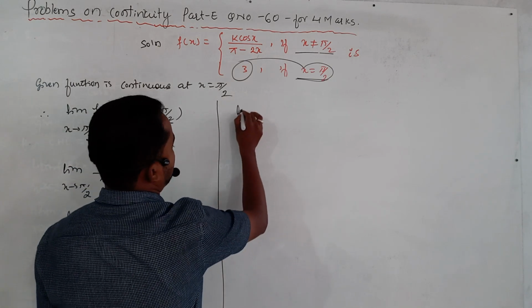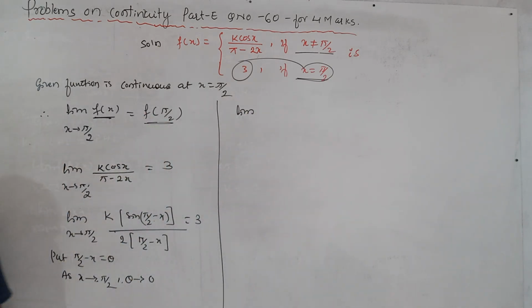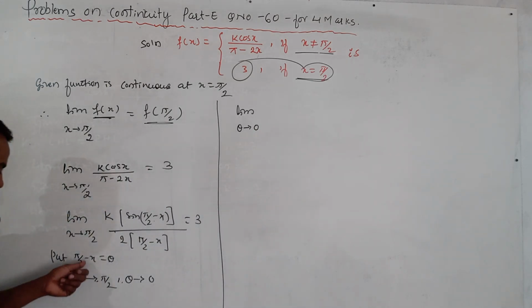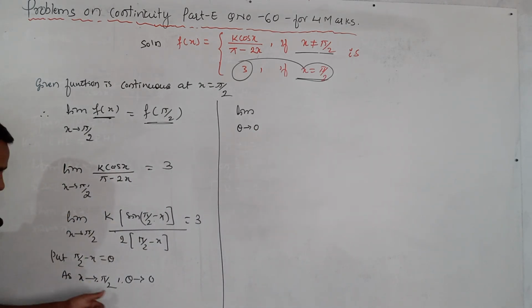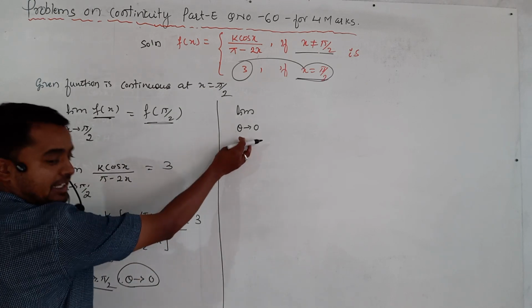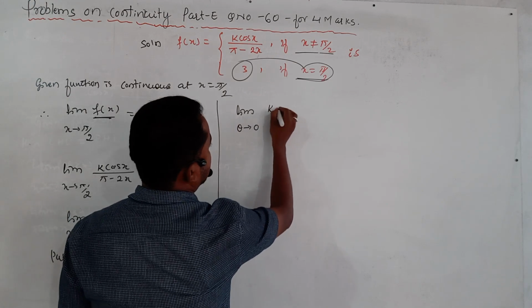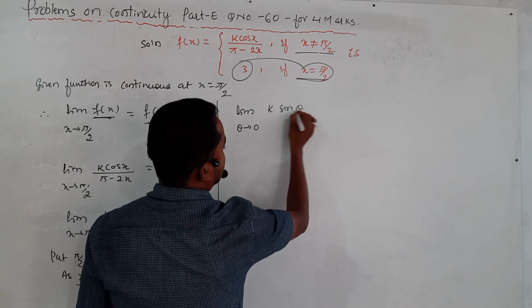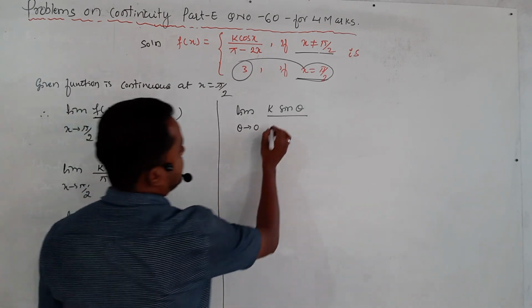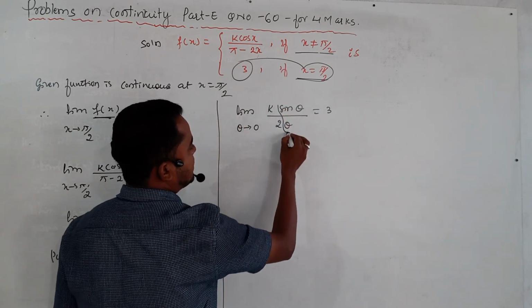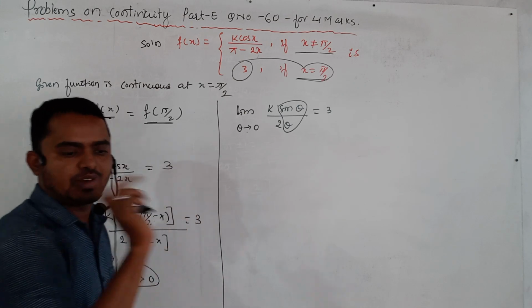Therefore, limit of theta tends to 0. This pi by 2 goes out. As x tends to 5 by 2, then theta tends to 0. Then K as it is, sine of theta divided by 2 theta is equal to 3. So see here, limit of sine theta divided by theta as theta tends to 0 is 1.